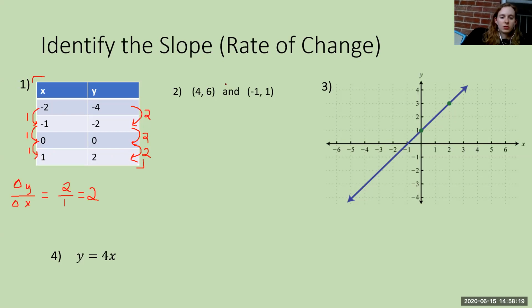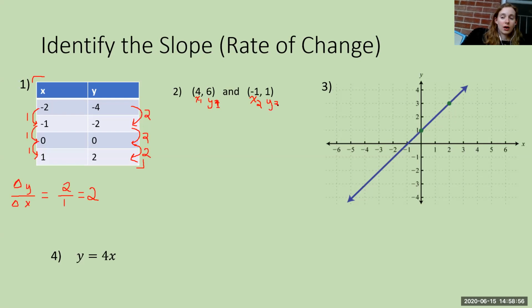All right, moving on to number 2 here. In this problem, we are given 2 points, so 2 coordinate pairs. That means I've got 2 x values. So I'm going to call this x1. I'm going to call this x2. And 2 y values. So this will be y1, I'm sorry, and then this will be y2.